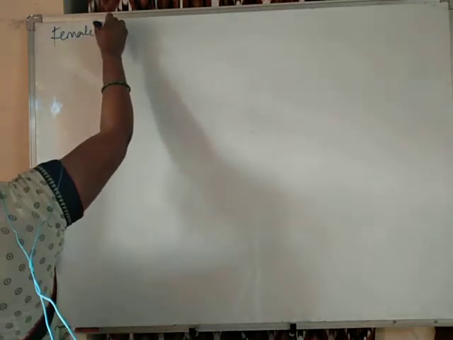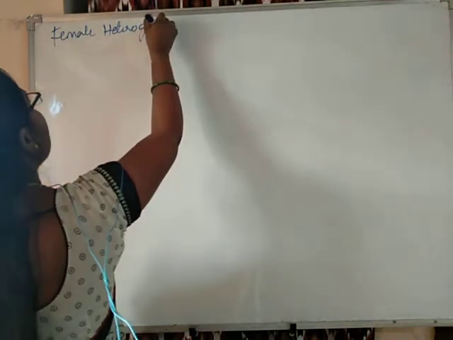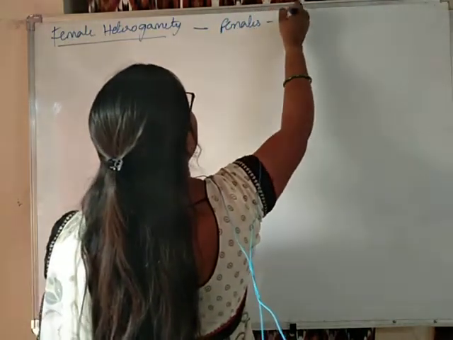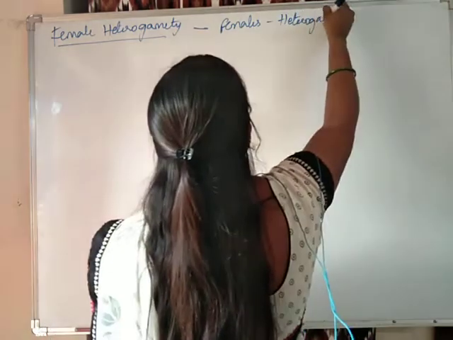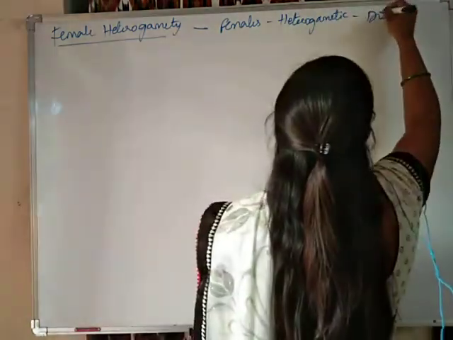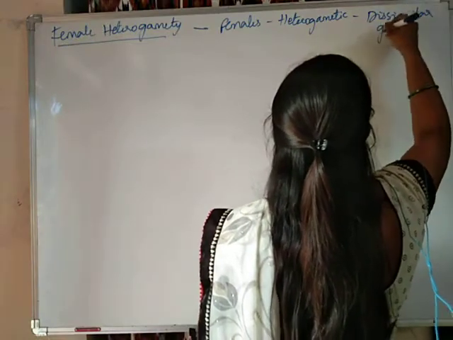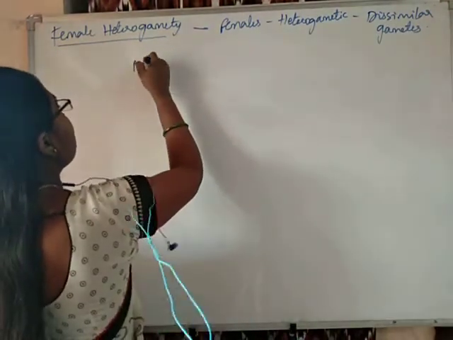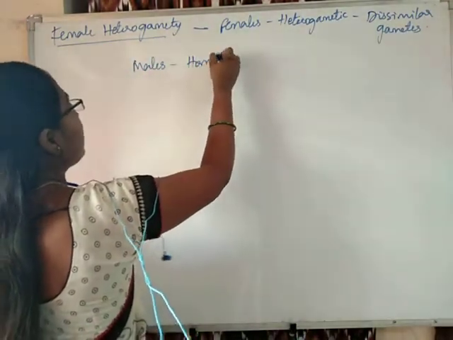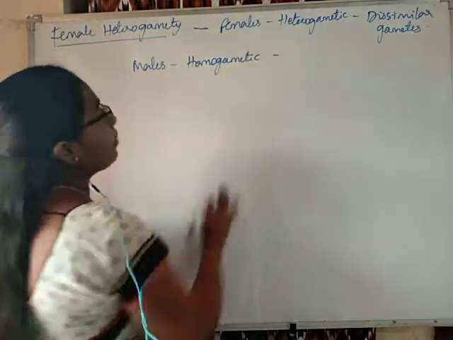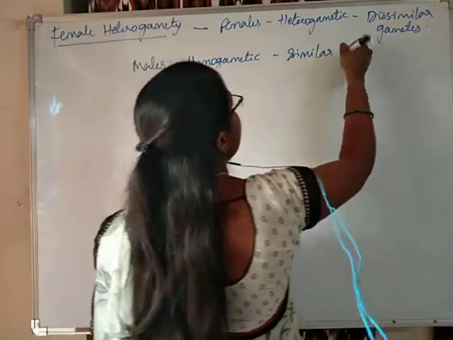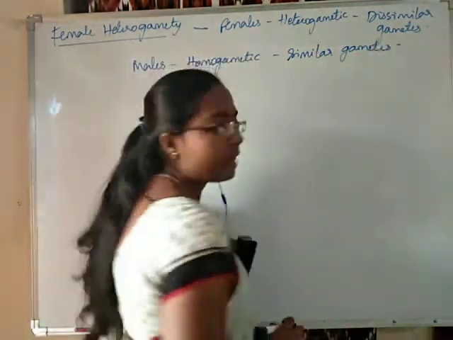Now we are going to learn about female heterogamety. Female heterogamety means in this case females will be heterogametic. Females are the ones which produce dissimilar gametes. And in this case males will be homogametic. That means male individuals produce similar gametes.